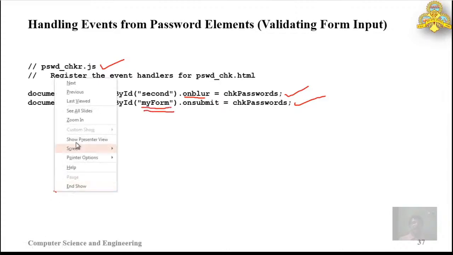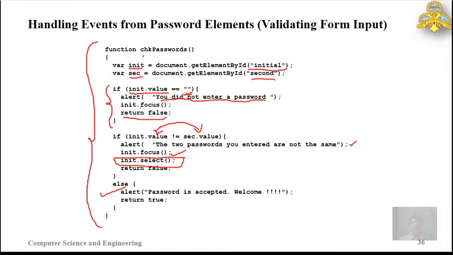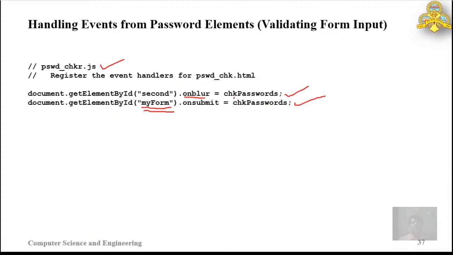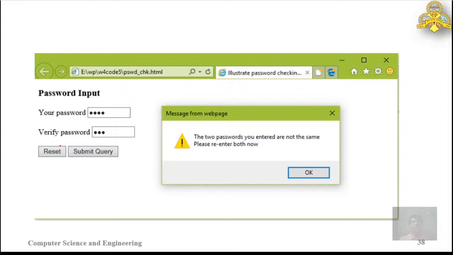Let's go back to the previous one once again. See, this is the name of the JavaScript function. The same name is assigned for the onblur event of the second text field, or the onsubmit event for my form. I will go for the example form later. Let's go for the next topic.